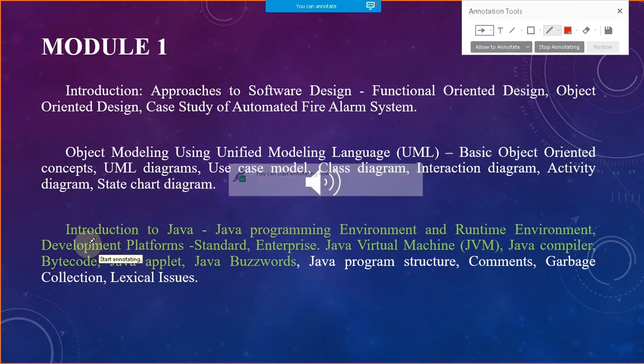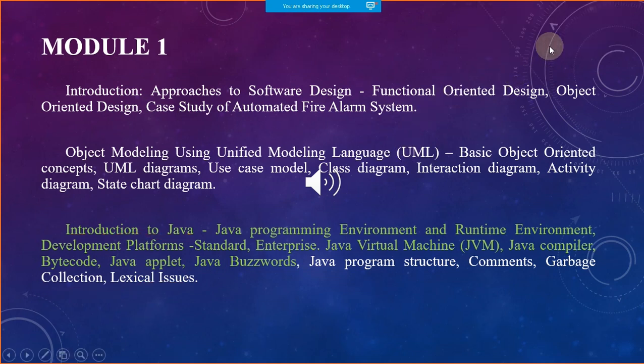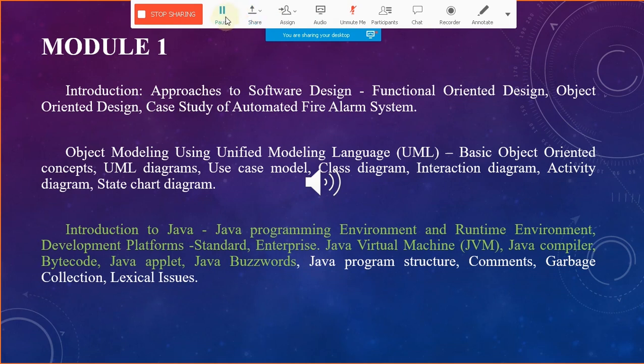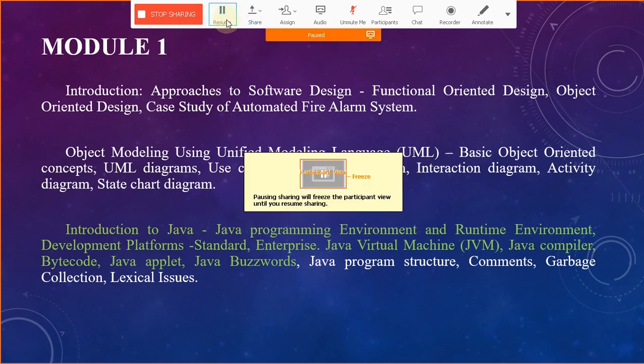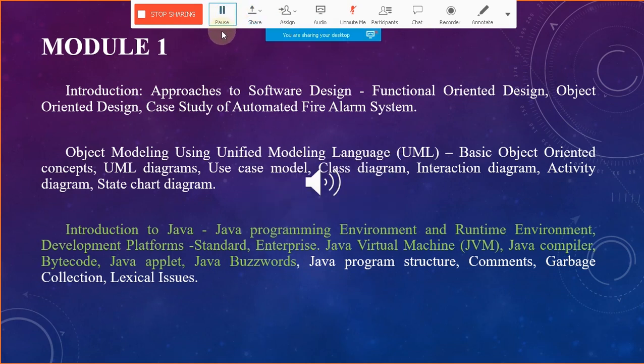and say maybe I want to underline something, introduction to Java, collection, some important things, I can highlight it, all that I can do. Clear? And then stop annotating. I go to stop annotating, and once I've finished, I can resume. I can resume, I can start. So this is how you can run a video.